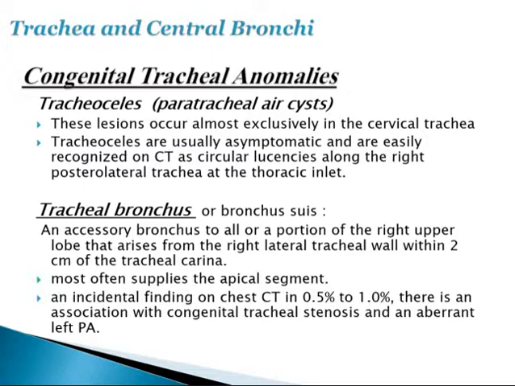Tracheal bronchus, or bronchus suis, is an accessory bronchus to all or part of the right upper lobe that arises from the right lateral tracheal wall within 2 cm from the tracheal carina. It most often supplies the apical segment, and it's an incidental finding on CT in 0.5% to 1%. There is an association of tracheal bronchus with congenital tracheal stenosis and an aberrant left pulmonary artery.